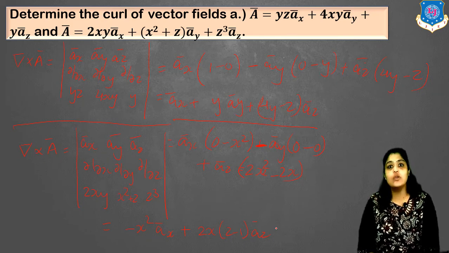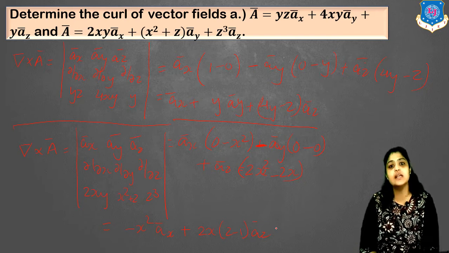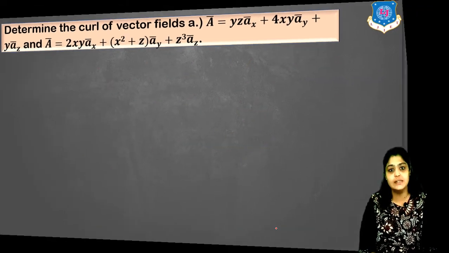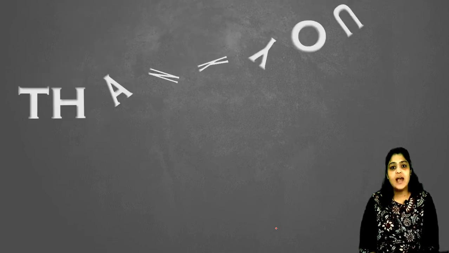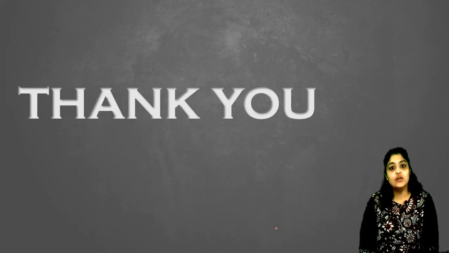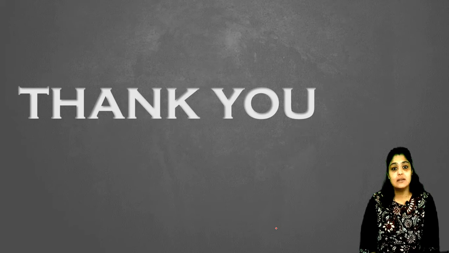So this is how you find out the curl of a vector field, wherein here in this numerical we have discussed two different vector fields. So today we have seen some numericals which are related to the vector product and the dot product. We've also found out curl, divergence and gradient. Hope you have understood these numericals. Thank you.